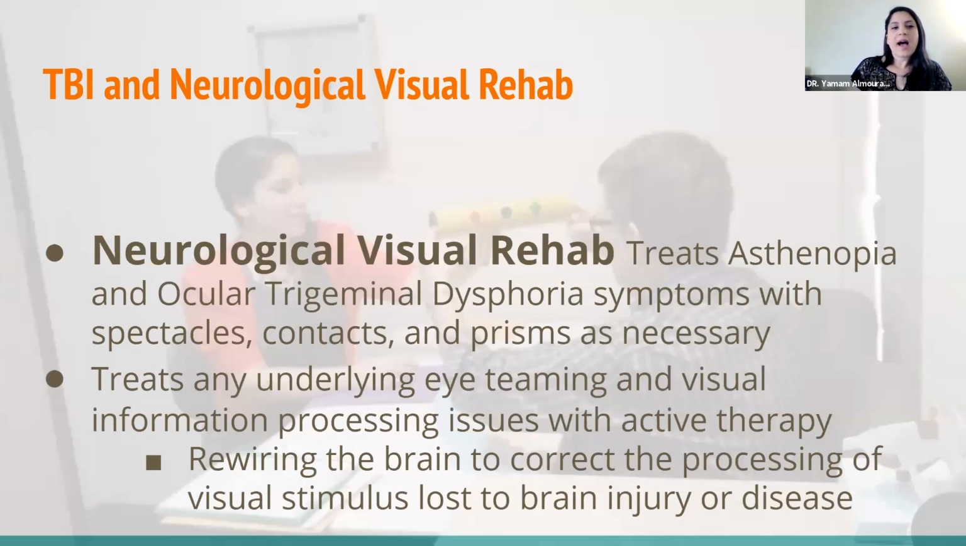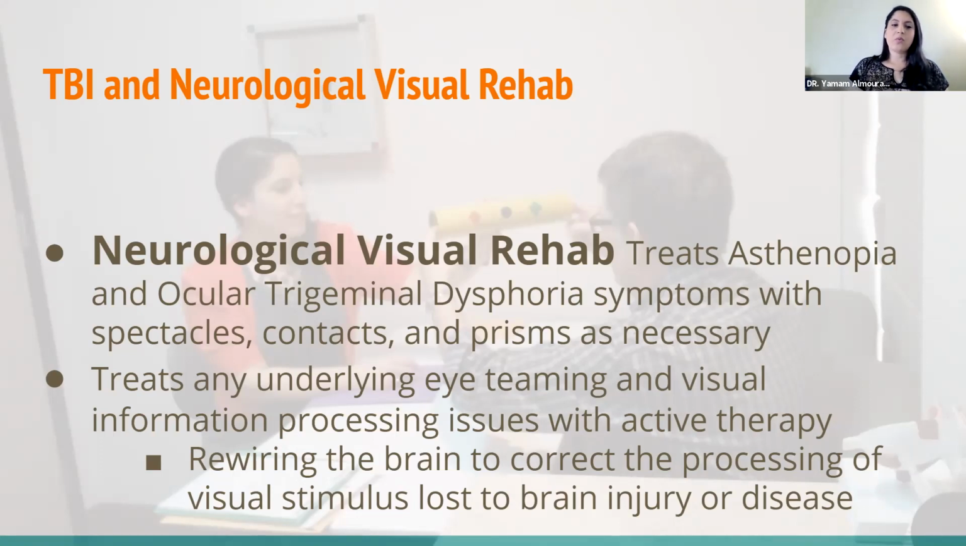All right, so how can we help these TBI patients in vision in our portion? Neurological visual rehabilitation treats all these asthenopia and ocular trigeminal dysphoria symptoms. We of course have to start with a regular eye exam, get them to be in their best correction: spectacles, contact lenses, whatever is necessary to get them down to their best vision at distance and near. And then from there, we would start using prisms as necessary. Sometimes the double vision is so large that you can't go straight into active vision therapy. You have to give them a little bit of help first. So you can do some prism and then taper it off during therapy as their eyes get stronger.